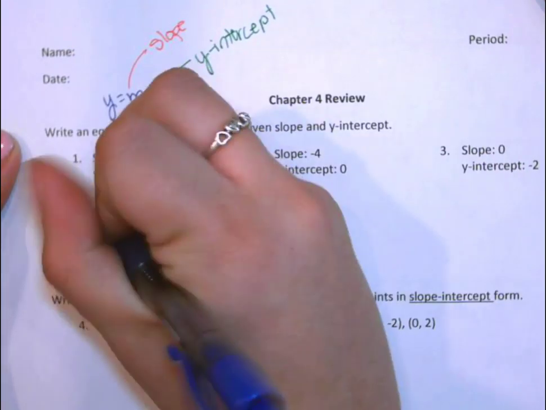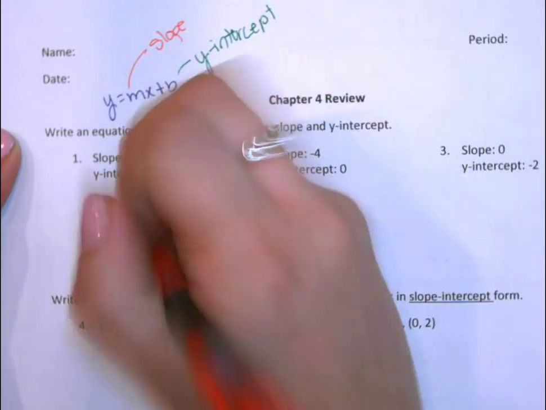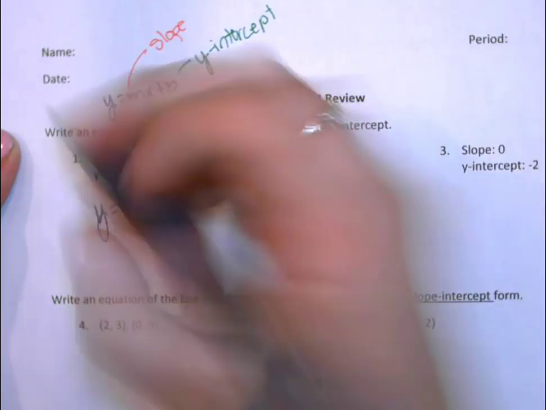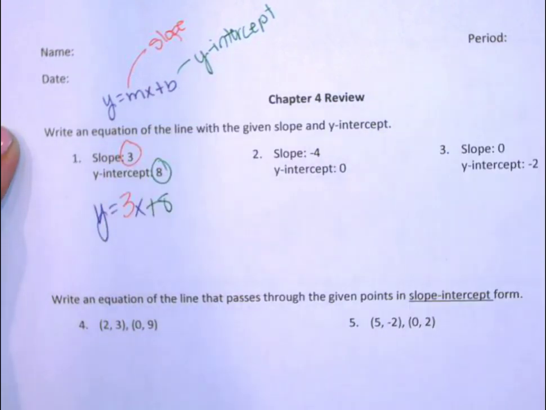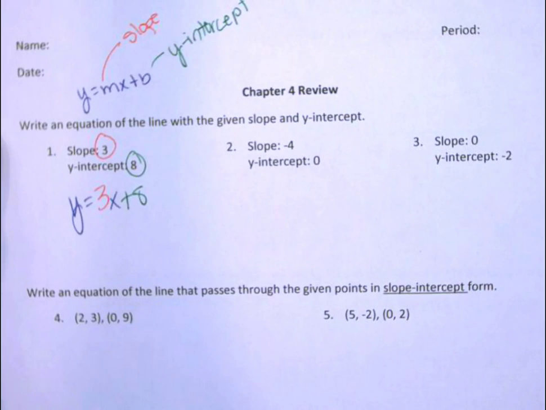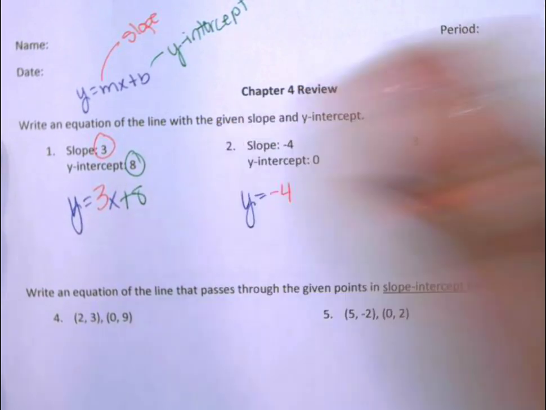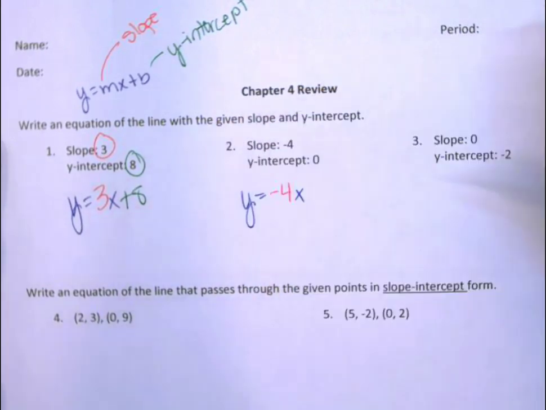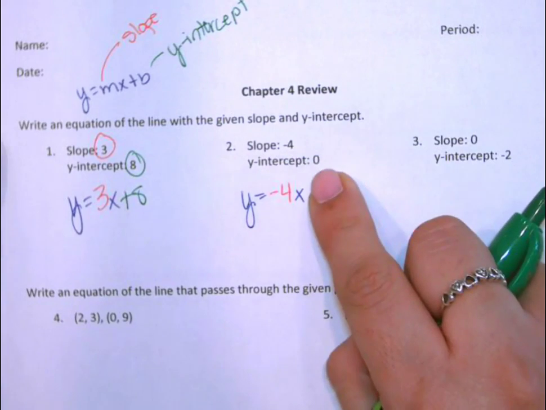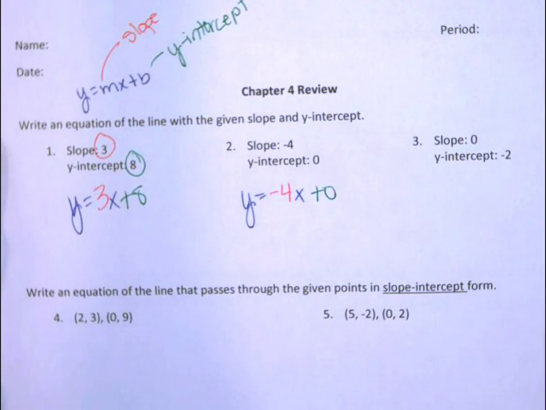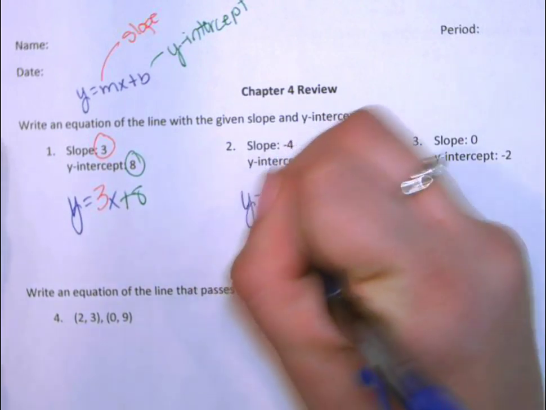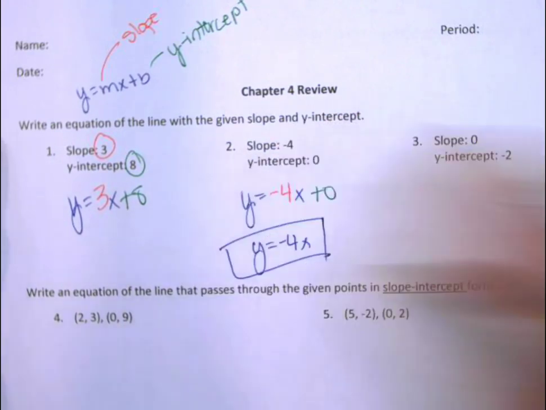So what I'm going to do is I'm going to do y equals, and then 3x plus 8. And that's my answer. Same thing on number 2 with my slope. I'm going to do y equals, and it's going to be negative 4x. Because I have a y-intercept of 0, I don't have to include that. I could write plus 0, but it makes more sense just to have y equals negative 4x.